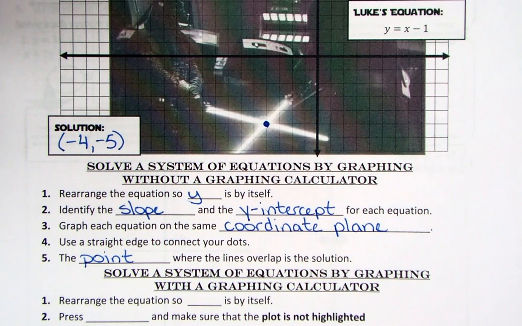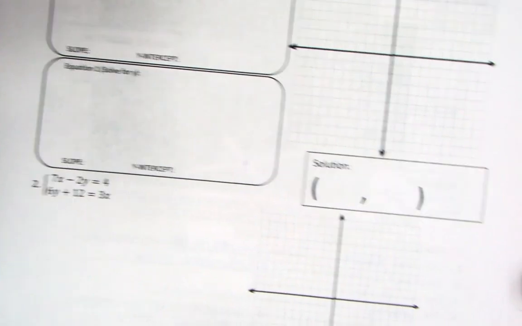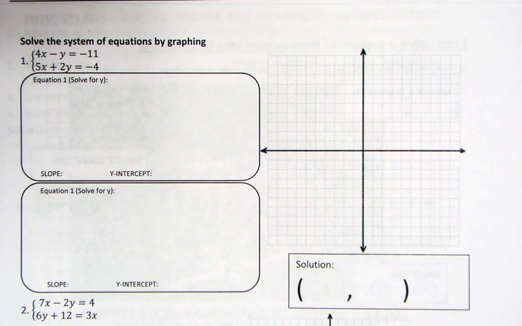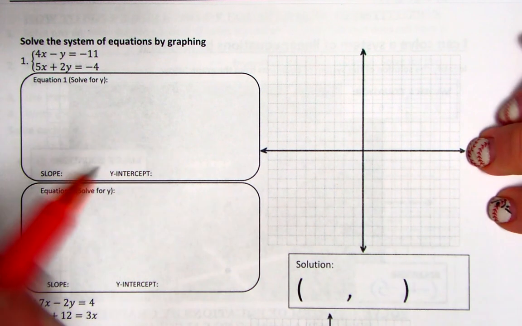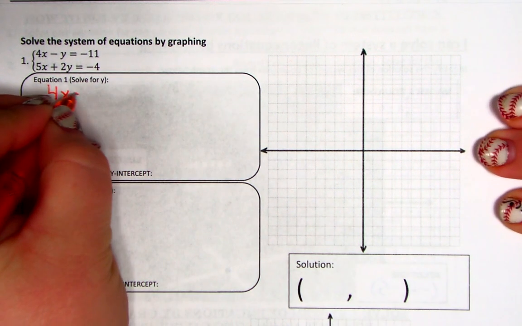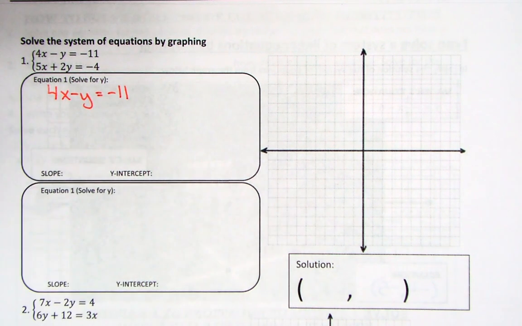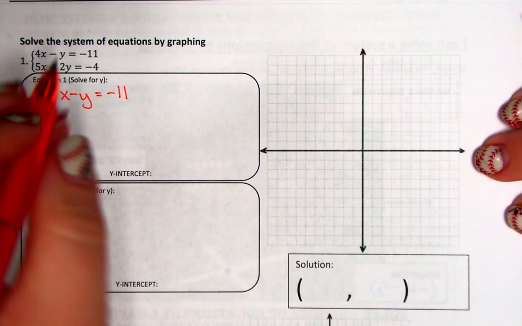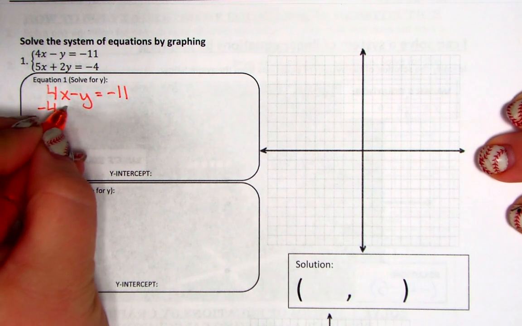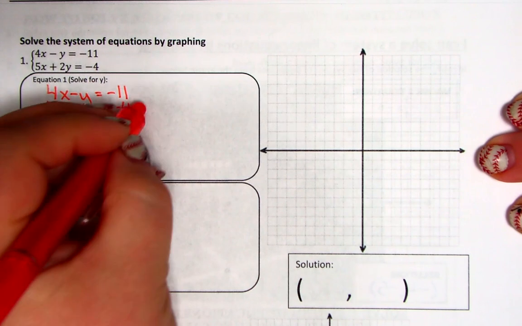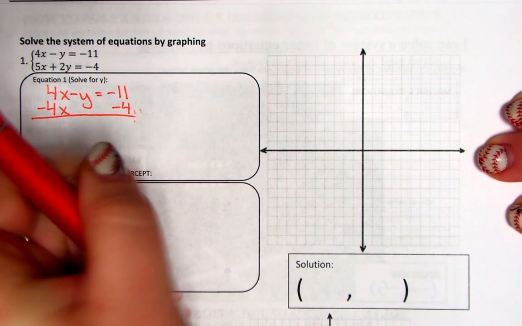So let's walk through a problem where we're doing that kind of by hand method. If you turn it over, number 1, we have two equations here that make up our system. I'm going to do the first equation in orange. So we have 4x minus y equals negative 11. I'm going to graph it just like I learned back in chapters 1 and 2. I'm going to subtract 4x from both sides to get y by itself. Oops, I wrote y, but meant x.